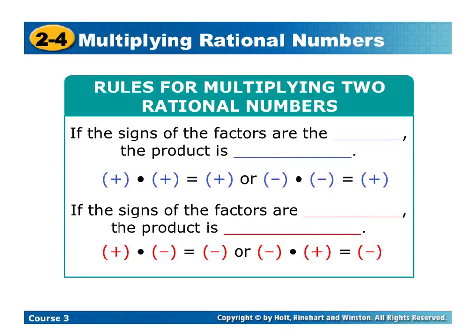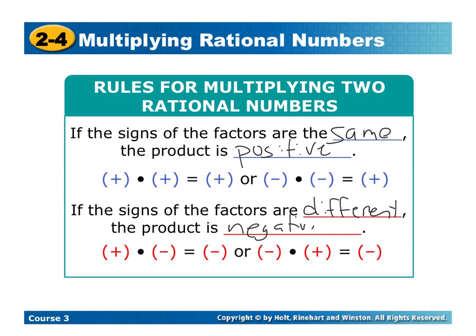Now, much like when we were multiplying integers, multiplying rational numbers works the same. If the signs of the factors are the same, the product is positive. So a positive times a positive is a positive, and a negative times a negative is a positive. If the signs of the factors are different, then the product is negative. So a positive times a negative is a negative, or a negative times a positive is a negative.